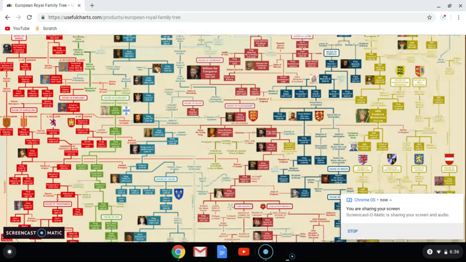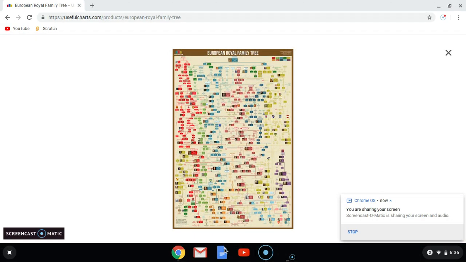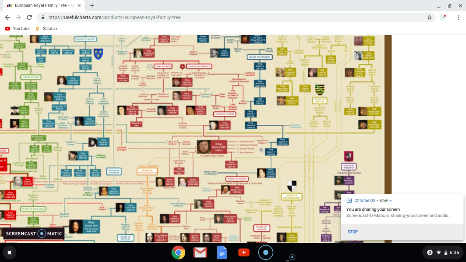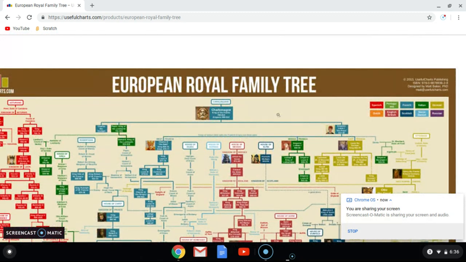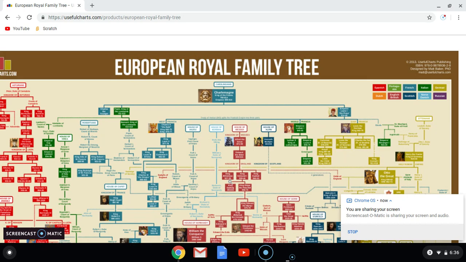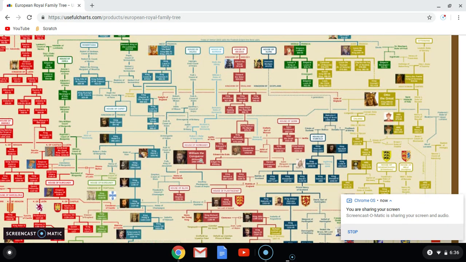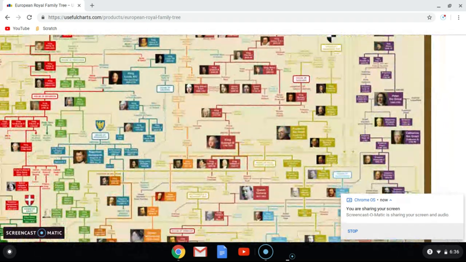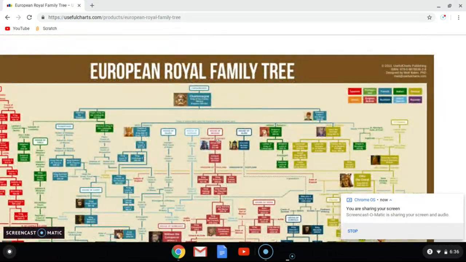Today we're going to be using this European royal family tree chart in order to go over the English royal family tree. But instead of just doing it from William the Conqueror to Queen Elizabeth, we're going to do it all the way up from Alfred the Great. So let's get started.